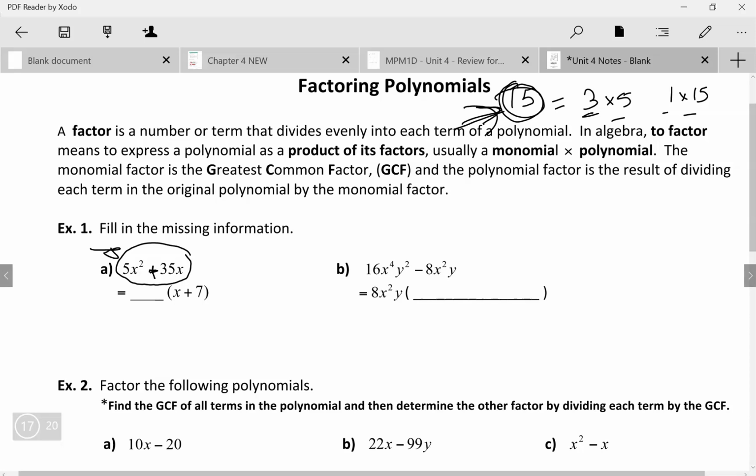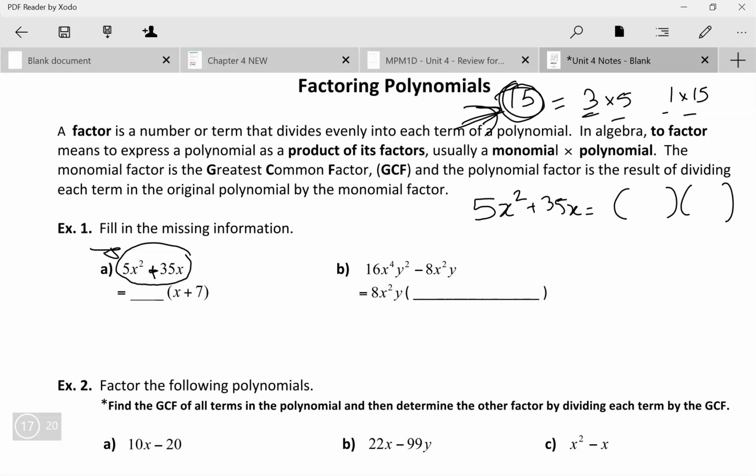So we have to be a bit more careful here, but ideally what we want is to represent 5x squared plus 35x as the product of two different terms. We want to split this up into its factors, so to speak. Like, give me two things that multiply and leave me with 5x squared plus 35x.